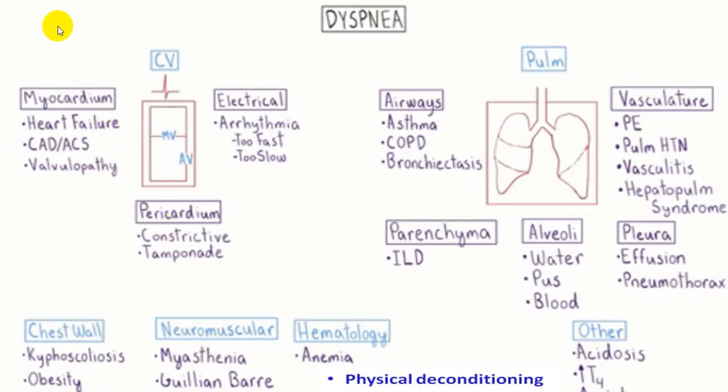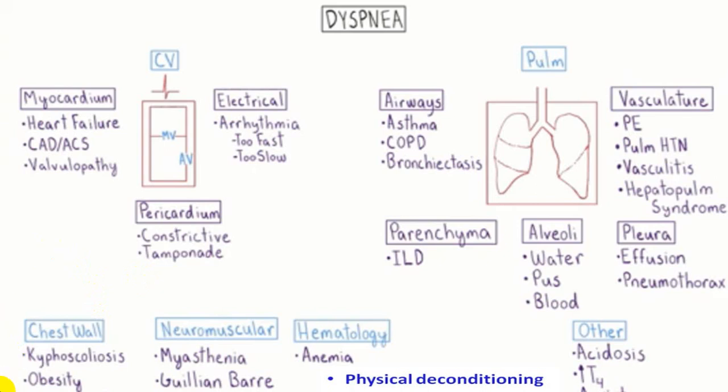The same thing is given here. Cardiovascular causes are divided into myocardial, pericardial conditions and arrhythmias. Pulmonary causes: airway, vasculature, pleura, alveoli, parenchyma. You can divide depending upon whatever. It is better to remember some of the common causes, because it will be good for your oral as well as for your theory exams.